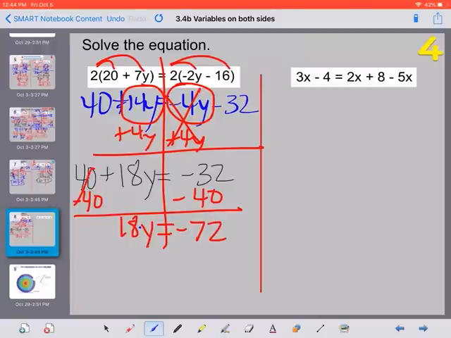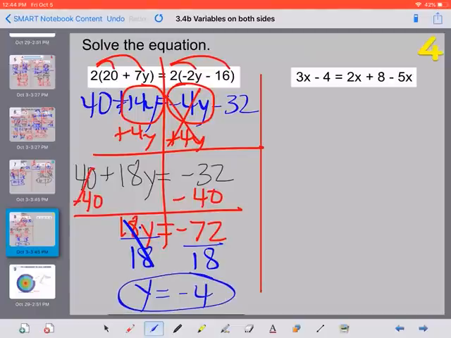And then last, the opposite of multiply is divide. Again, I have no idea what 72 divided by 18 is, so that's when I would plug in my calculator. I know it's going to be a negative. When I plug it in, I get a negative 4.